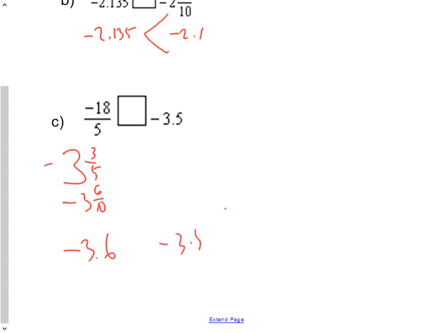Negative 3.5 is still over here. The closer it is to 0 when it's negative, the bigger it is. Therefore, negative 3.5 is greater than negative 18/5. So change the improper fraction to a mixed number, change the mixed number without a calculator to a mixed fraction with a base 10 denominator, read the fraction as negative 3 6/10, and write it as a decimal using place value knowledge.